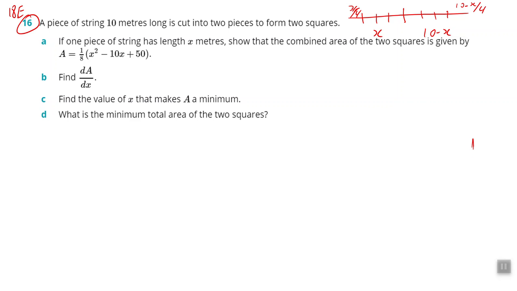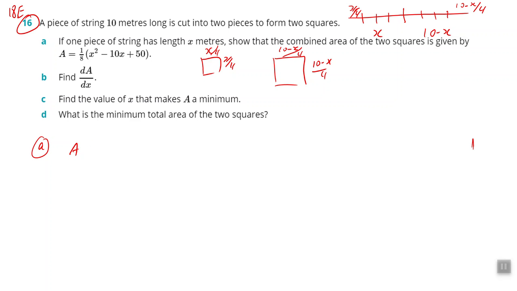So we have a scenario where x divided by 4 is my first square side, and the second square would be 10 minus x divided by 4 as my second square side. Now, we want to show that the area is given by that.